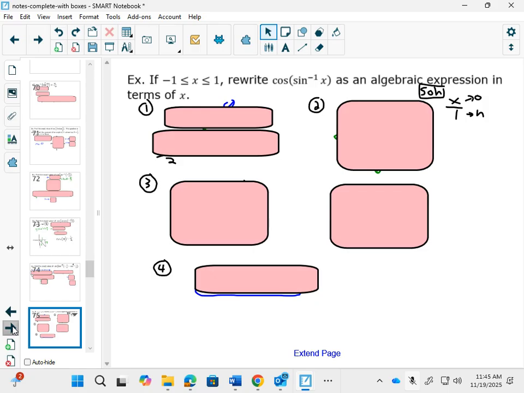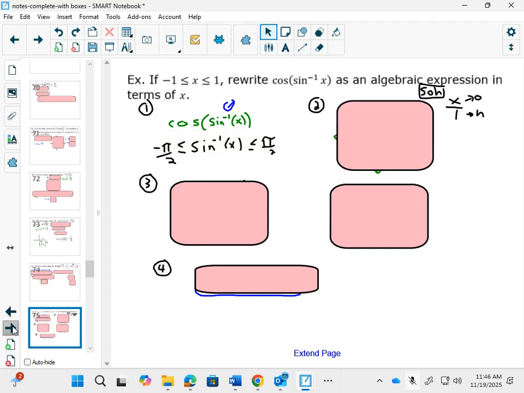Okay. This is a little bit complicated here. We want to rewrite cos of sine inverse of x as an expression in terms of x. So first of all, what does sine inverse of x do? It finds an angle. And then what is cos of an angle? It'll be adjacent over hypotenuse. But to start off with, we know that cos of sine inverse solves for an angle.